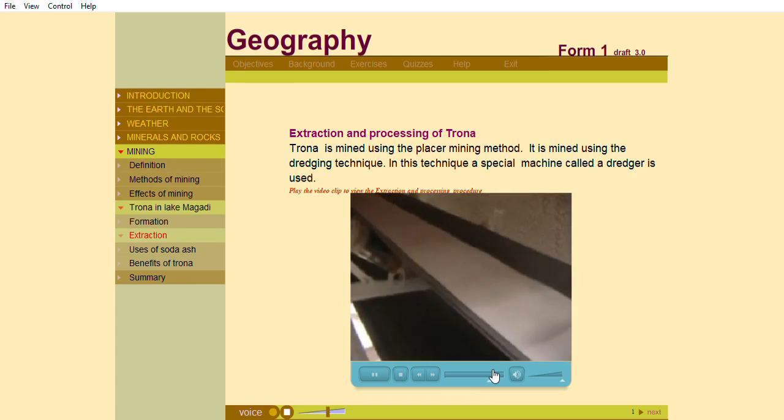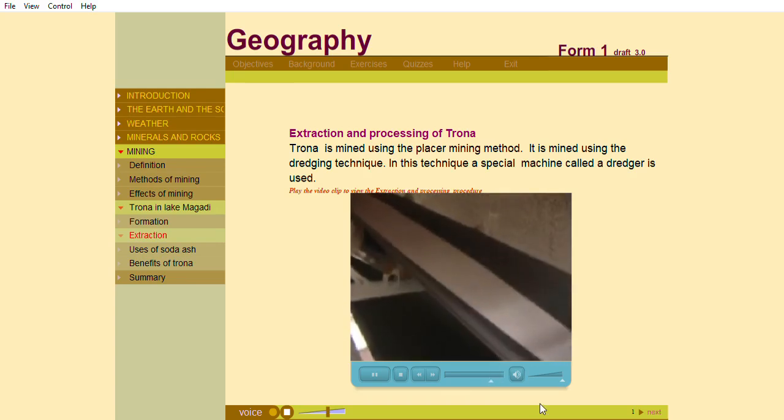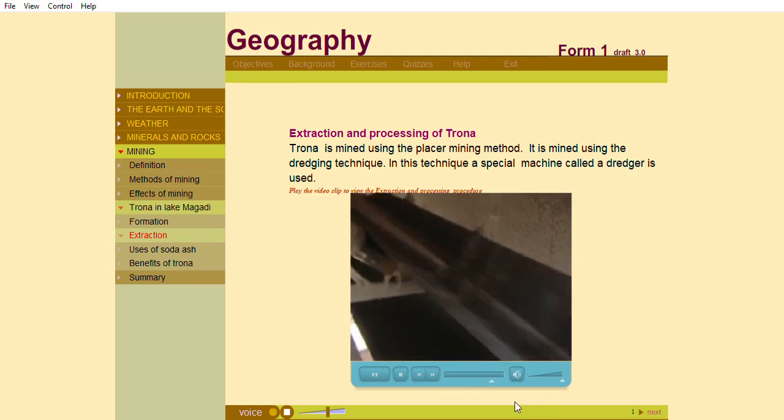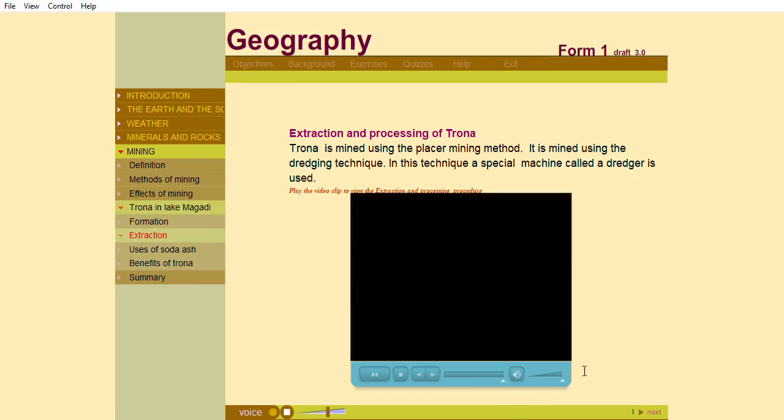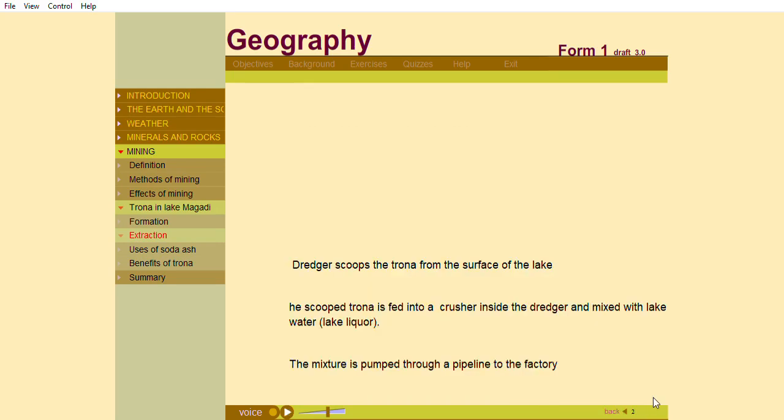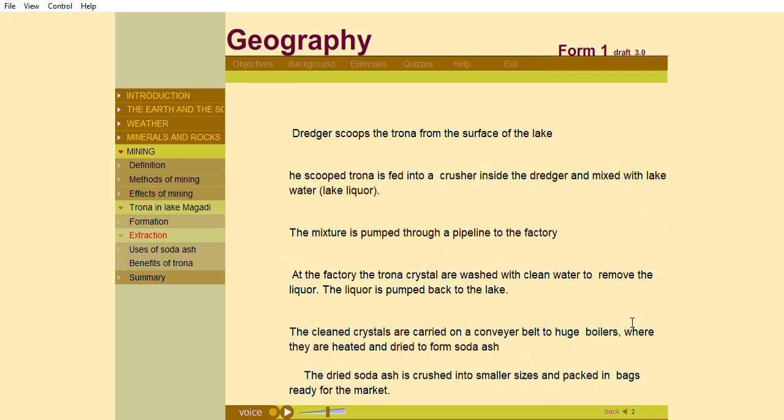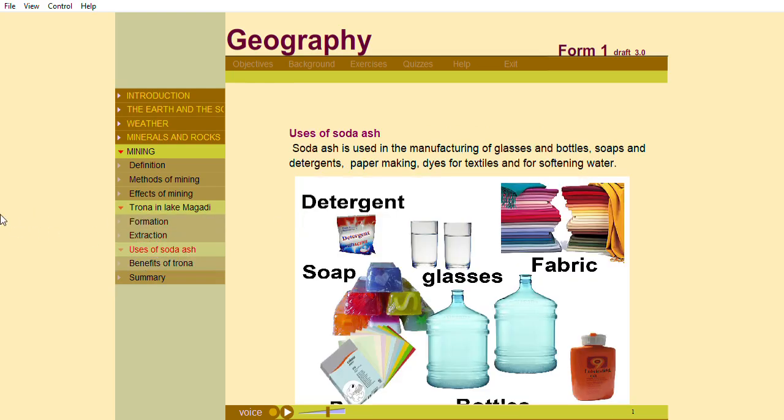Bags ready. Soda ash is used in various ways.